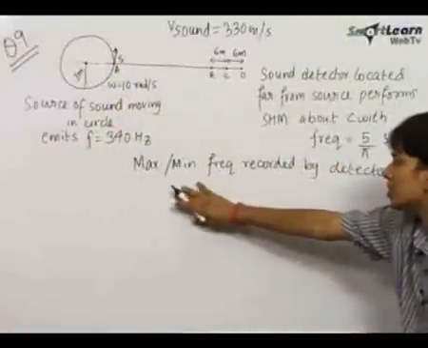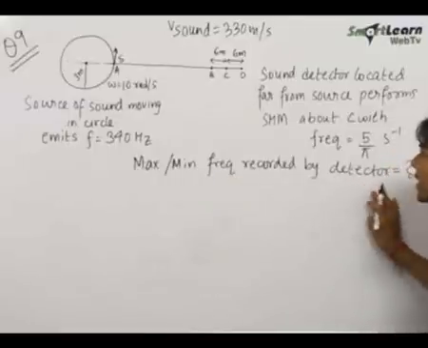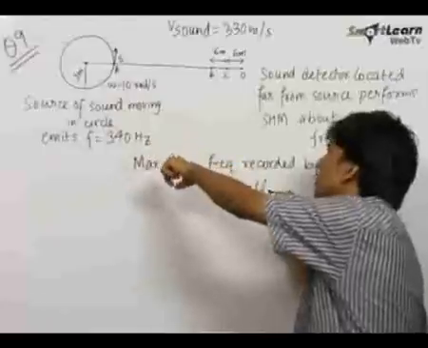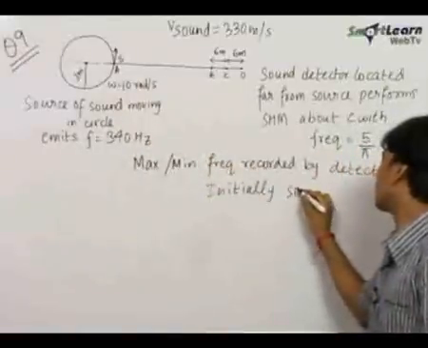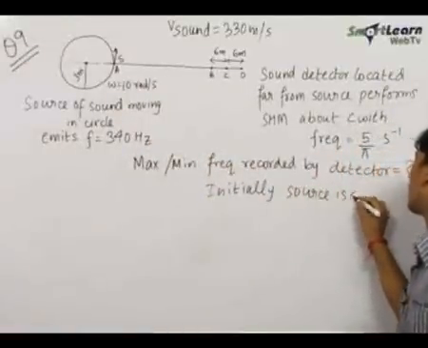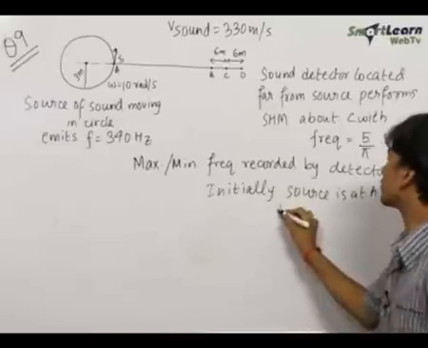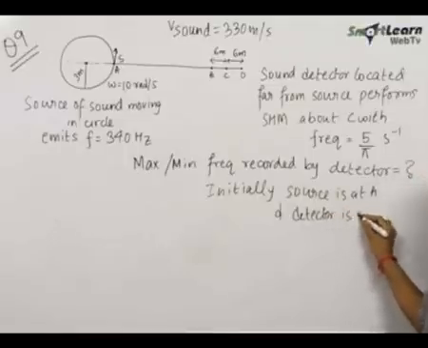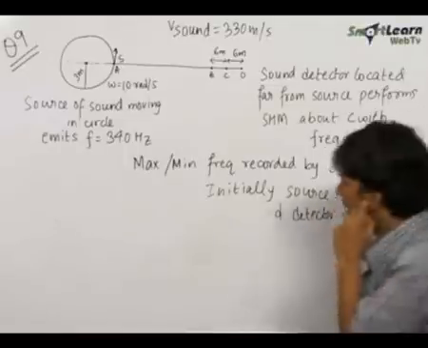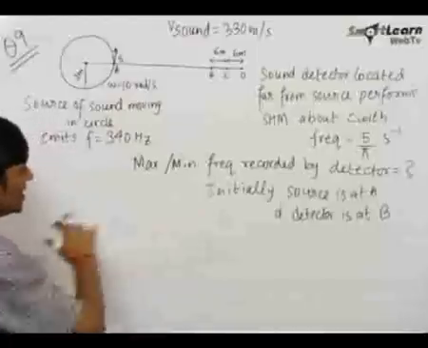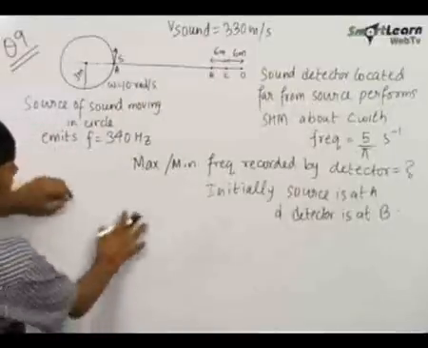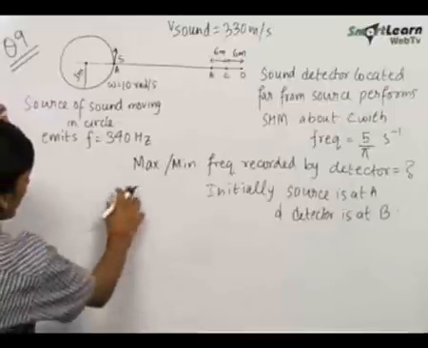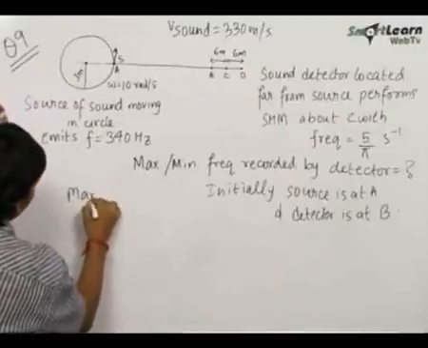We need to find out the maximum and minimum frequency recorded by the detector when it is given that initially the sound source is at A and the detector is at B. Now this question can be very easily solved if you remember all the formulae and you analyze the data very properly. So let us first find out the maximum frequency.